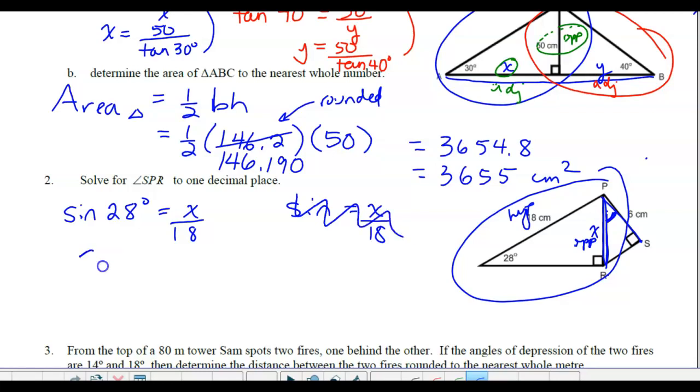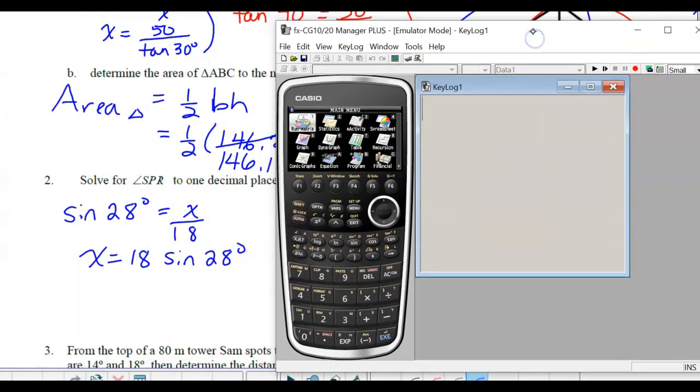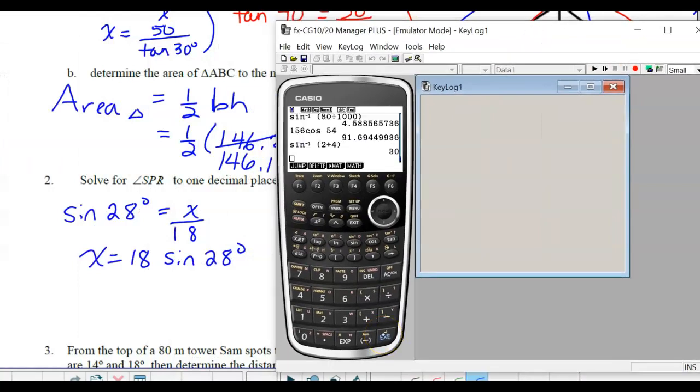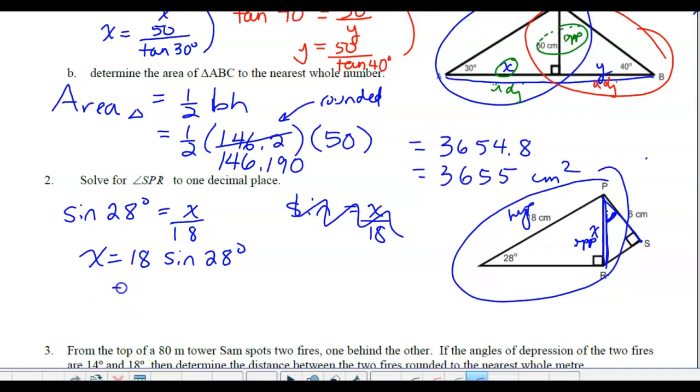So it's going to be 18 sine of 28. So I'll use a Casio for this one. All right, so 18 sine of 28. You don't have to have brackets around the 28 if it's just a single number. And that's 8.450. So remember, I'm keeping a few decimal places.